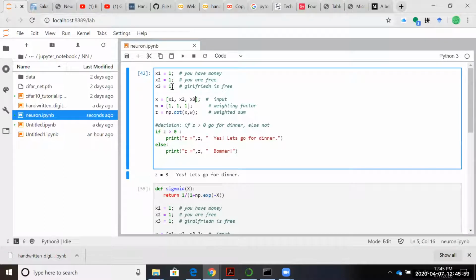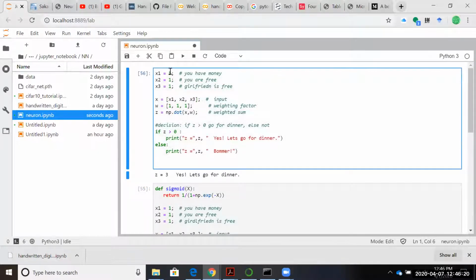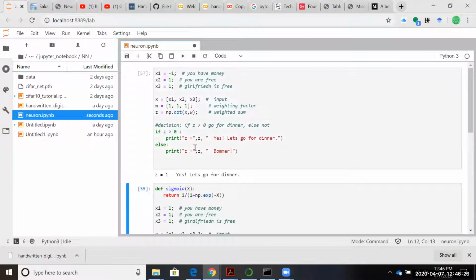Suppose you have money, you're free, your girlfriend is free, and let's run it. It says yes, let's go for dinner, right? Everything is satisfied. That in essence is a perceptron. I simply make a binary decision. Now suppose you don't have money, and it still says we go for dinner. You may argue this is still plausible. Maybe your girlfriend has money and you can ask her to pay, so that still makes sense.